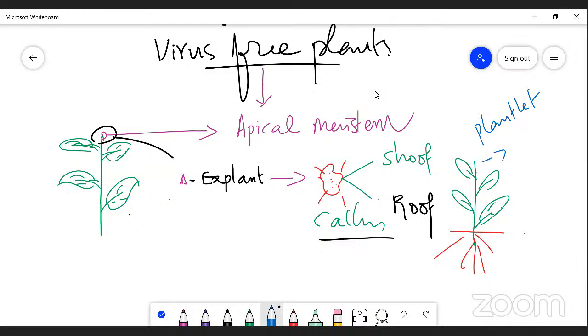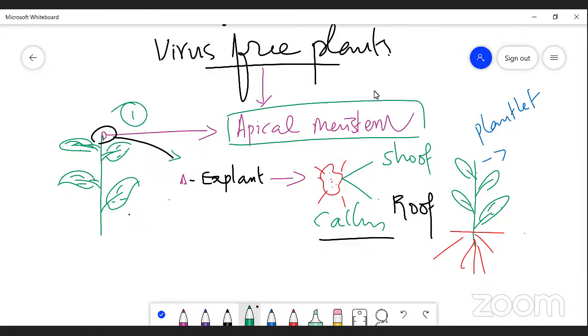One of the plant tissue culture techniques which is applicable for producing virus-free plants is apical meristem culture. Students, please understand, I'm talking about apical meristem culture. Simply, the apical meristem is a growing point of the stem which is taken as the explant. First one is the growing point of the plant, that is the apical meristem.